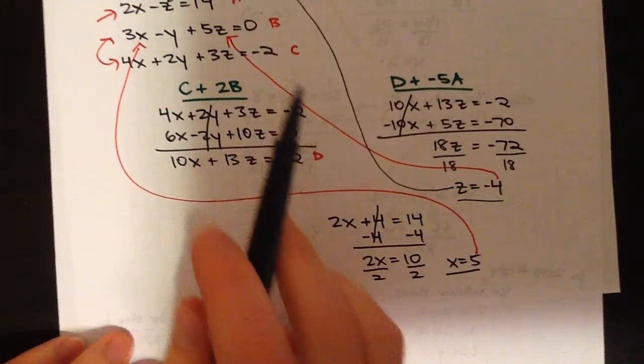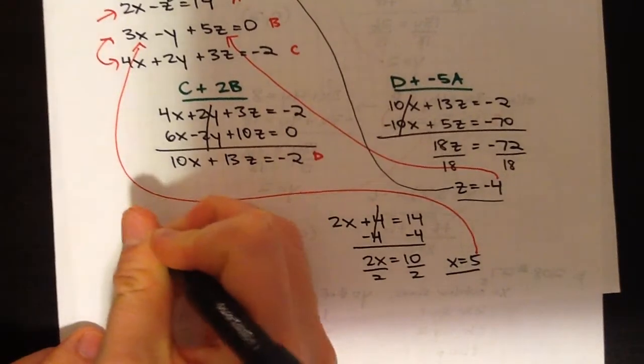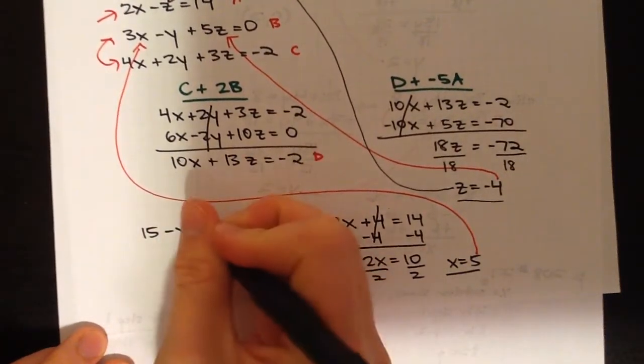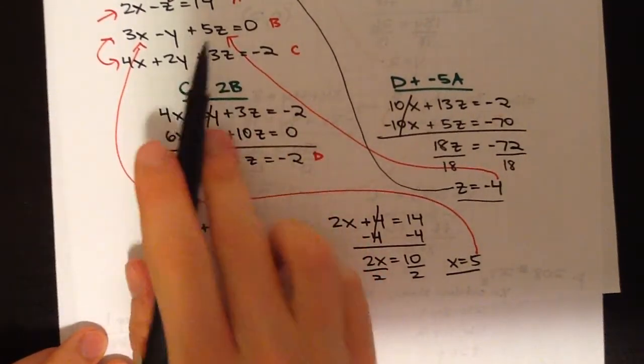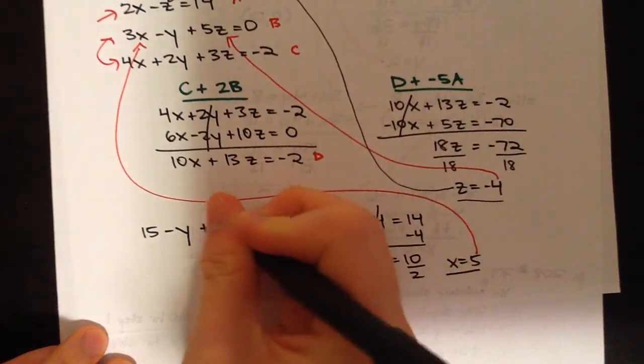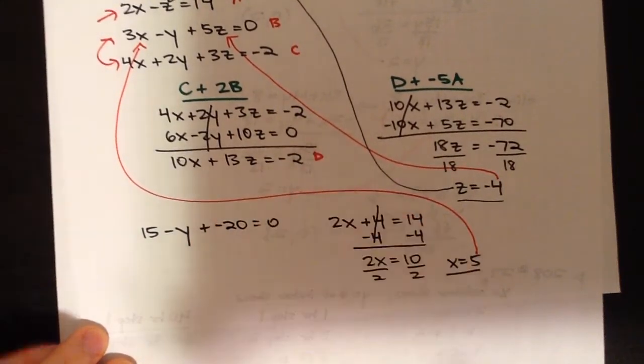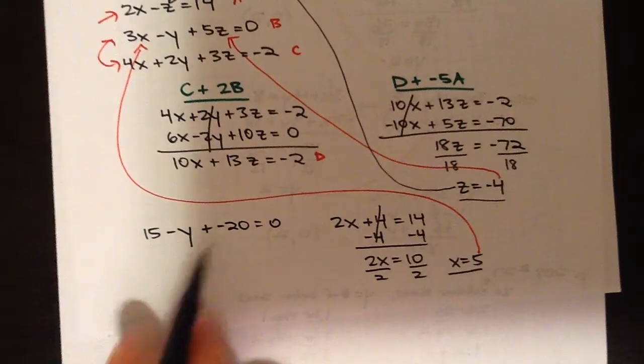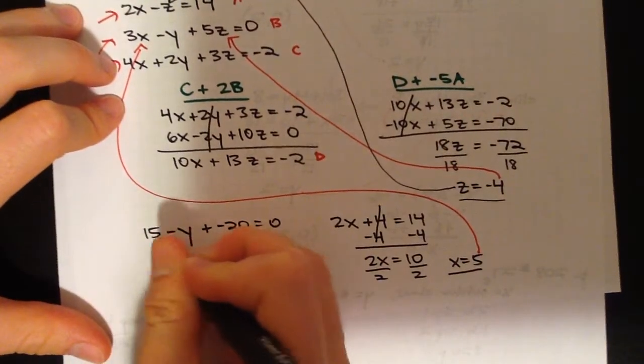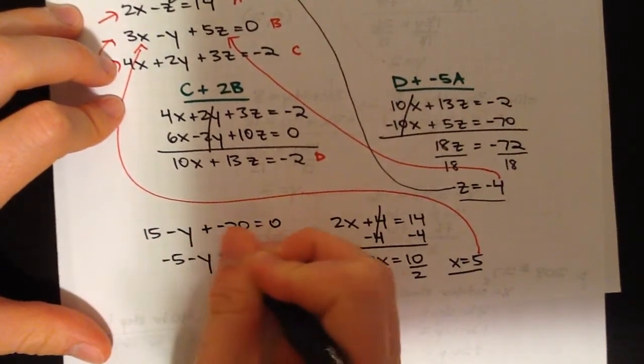So 3x is 3 times 5. That's 15. And then minus y plus 5z is 5 times negative 4. So that's a negative 20. And that's supposed to equal 0. So 15 and a negative 20, that gives me a negative 5. And then minus y equals 0.